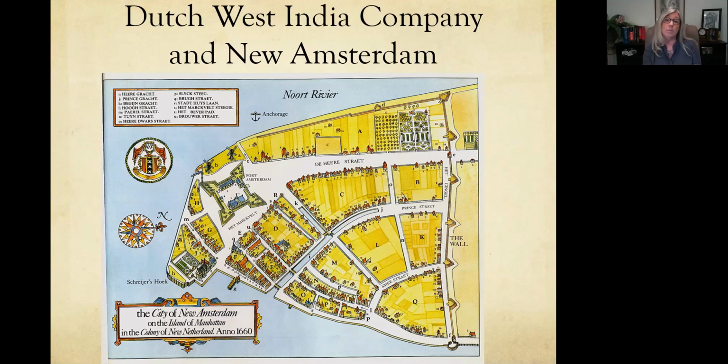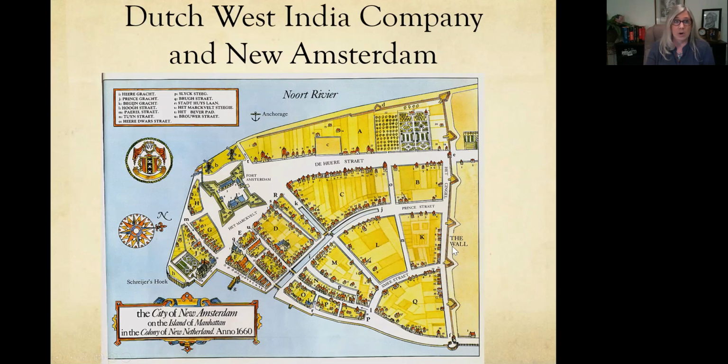So the Dutch have two communities. You have New Amsterdam, which is right here on the coast, and then you have up the Hudson River, Fort Orange, which was where they were trading with Indians. They were worried about danger from the Indians, so they built this massive wall that crosses over Manhattan Island.